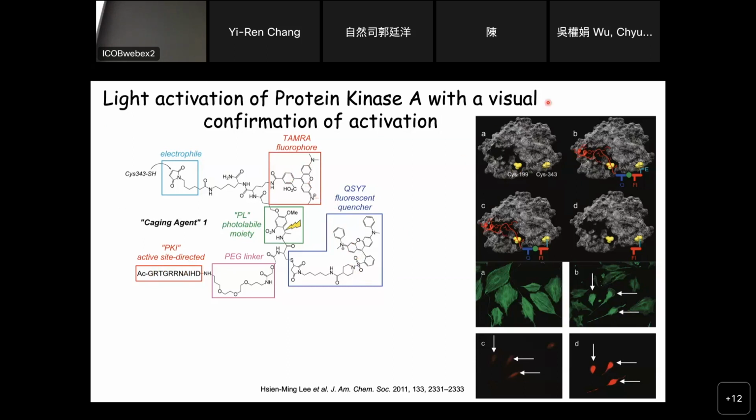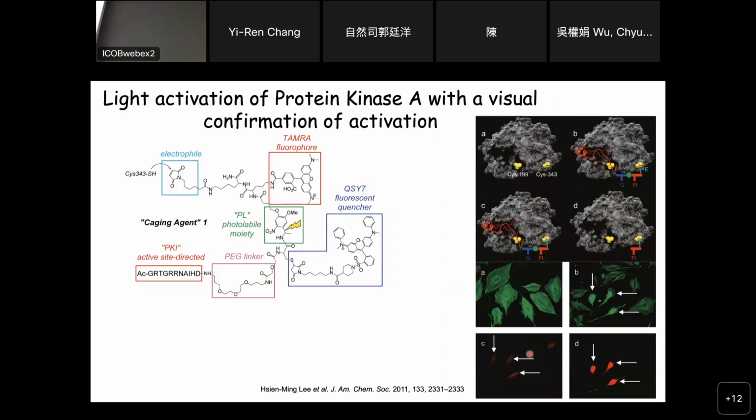So you can see that here is the native PKA, and when we throw in the peptide, it will dock to the active site this way. And this middle group, which is the electrophile, will be in the right location to react with cysteine 343. And after that, this protein no longer has activity, but short irradiation of UV light will cleave this photolabile linker to free this inhibitor, and this protein will become active again. And not only that, now the protein is reporting strong fluorescence. So you know from the fluorescence microscope that this protein is activated.